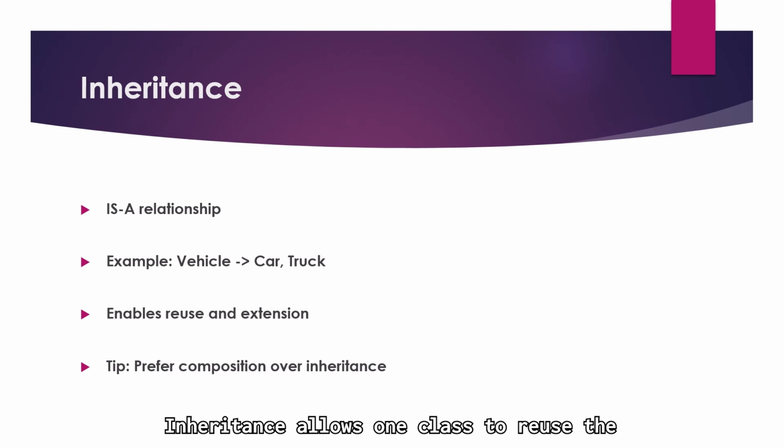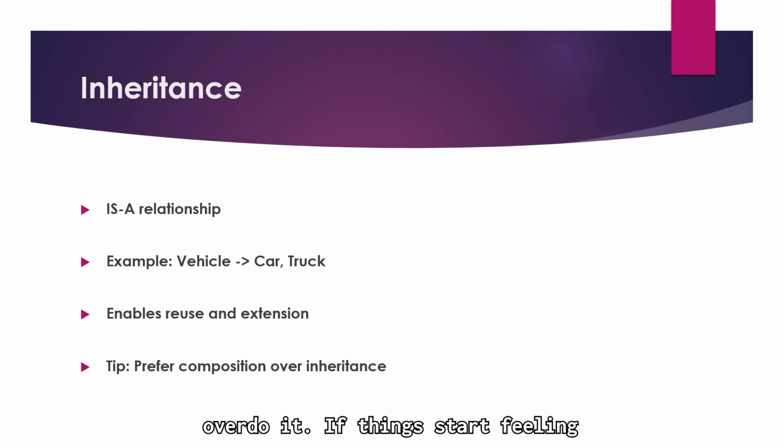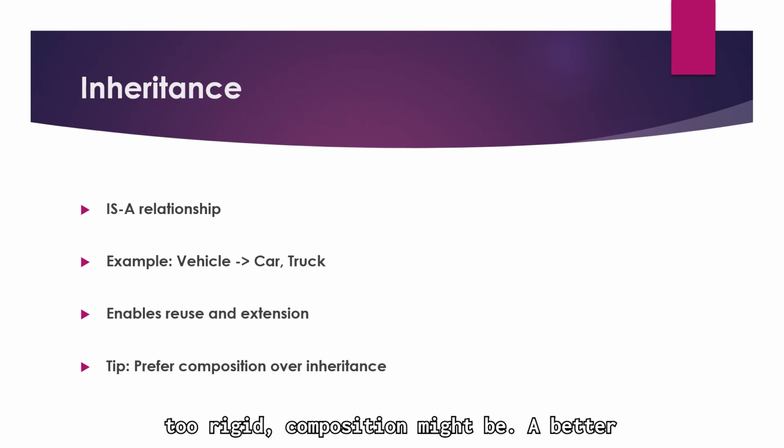Inheritance allows one class to reuse the behavior of another. For example, you might have a base class vehicle and car and truck classes that extend it. They inherit the common behavior but can override or extend it as needed. Inheritance saves us from duplicating code, but it can also create tightly coupled structures that are hard to change later. That's why we use inheritance when it represents a clear, is-a relationship, but don't overdo it. If things start feeling too rigid, composition might be a better choice.